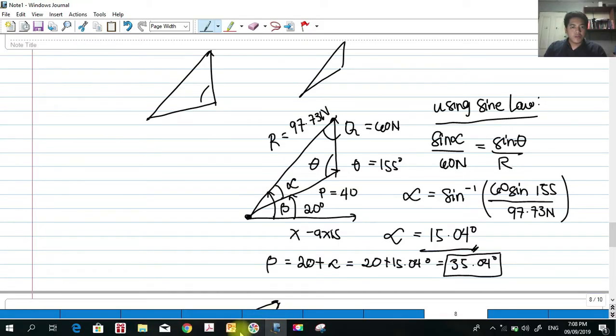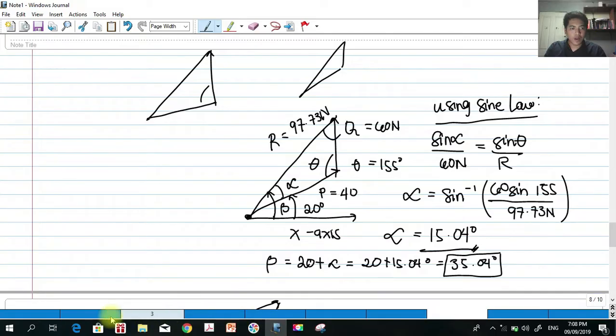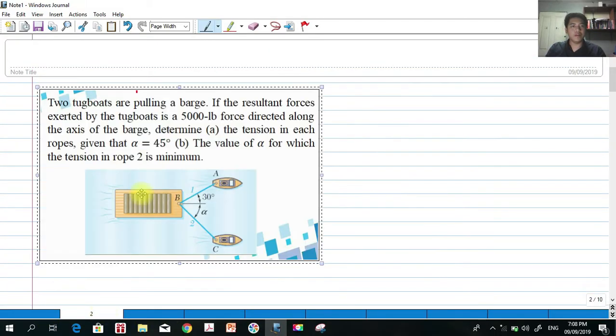So let's continue our discussion. Sample problem number 2. I've copy pasted it here. So two tugboats are pulling a barge. If the resultant force exerted by the tugboats is 5,000 pounds force directed along the axis of the barge, this is the barge. The axis of the barge is the horizontal line here. Determine the tension in each rope.